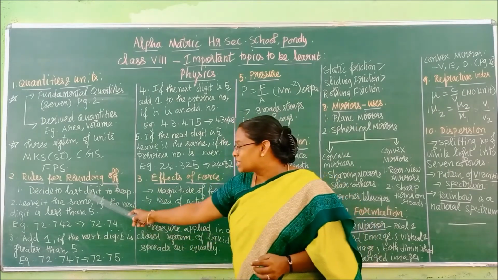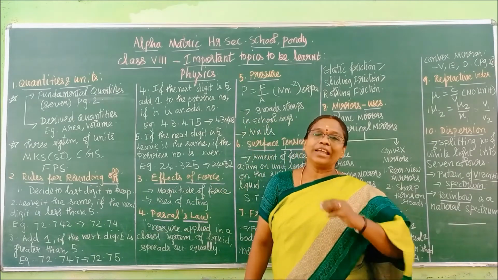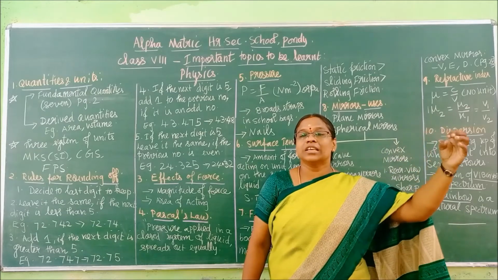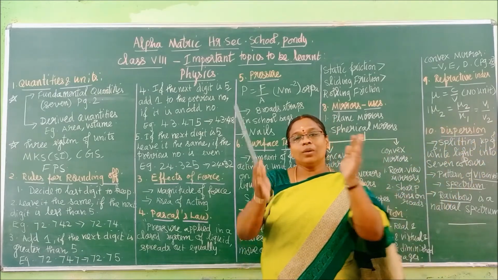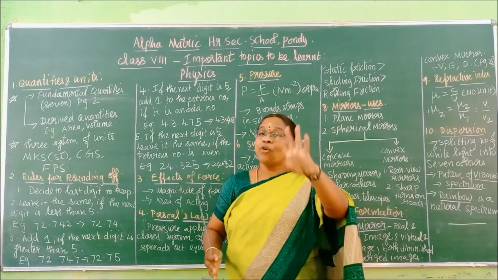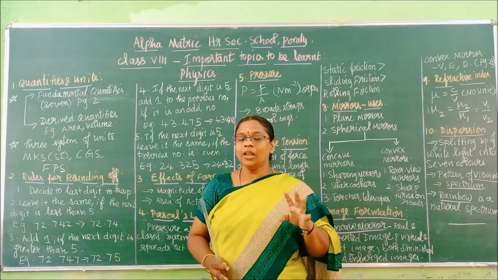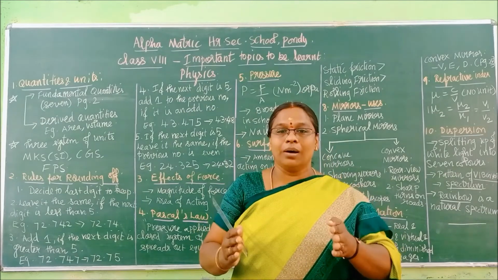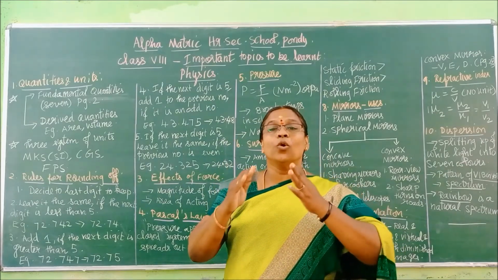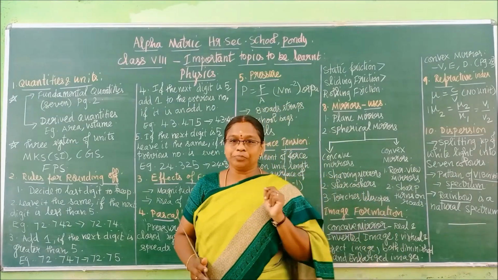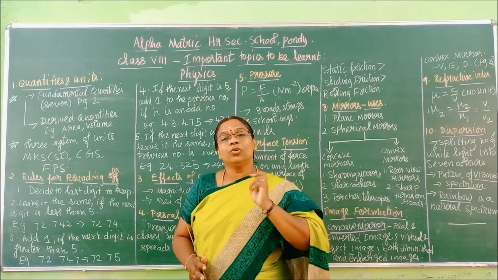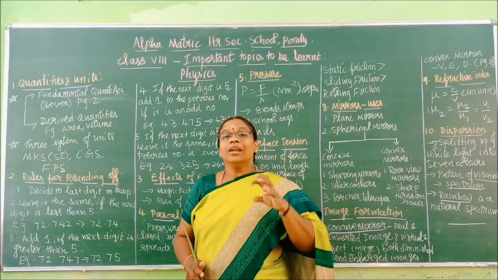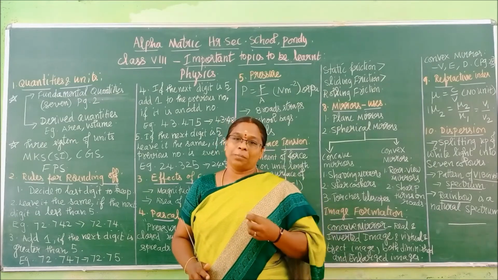Decide the last digit to keep. For example, if we have 72.74678, we have 4 numbers after the decimal, right? So we first have to decide up to what digit we are going to keep after the decimal. Are we going to keep 2 numbers or 3 numbers? First we have to decide that, depending upon the need of measurement.